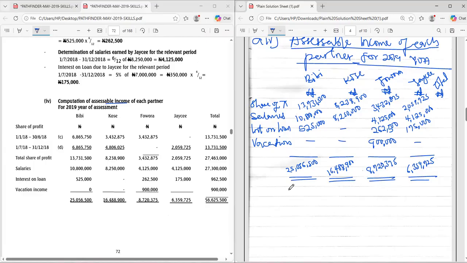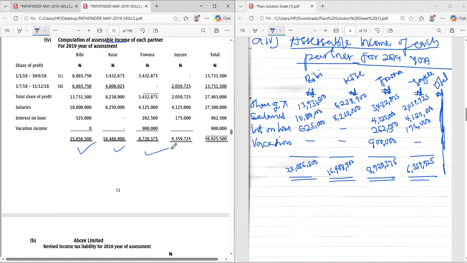I think that is all. This total part, and put figures there. So that is all. I think the figures are all good. That is all about the question.